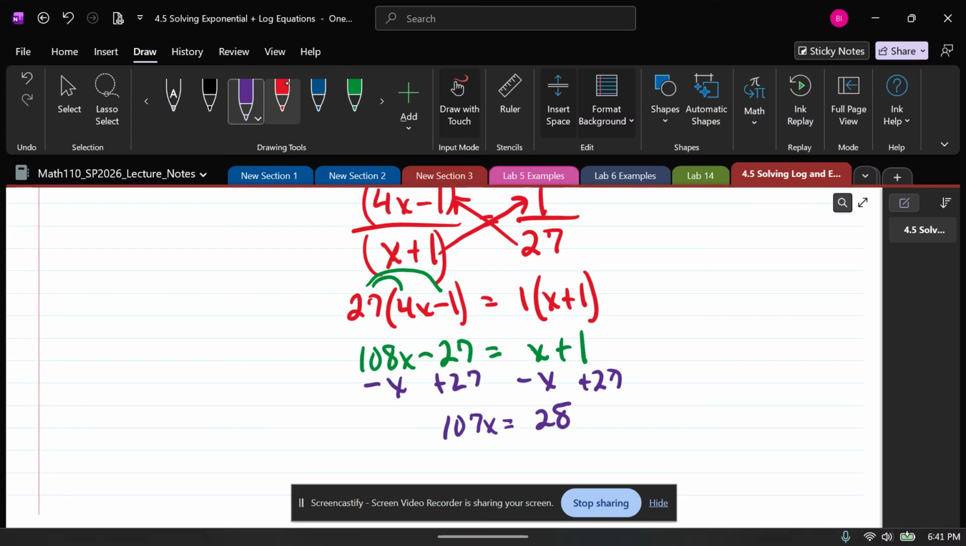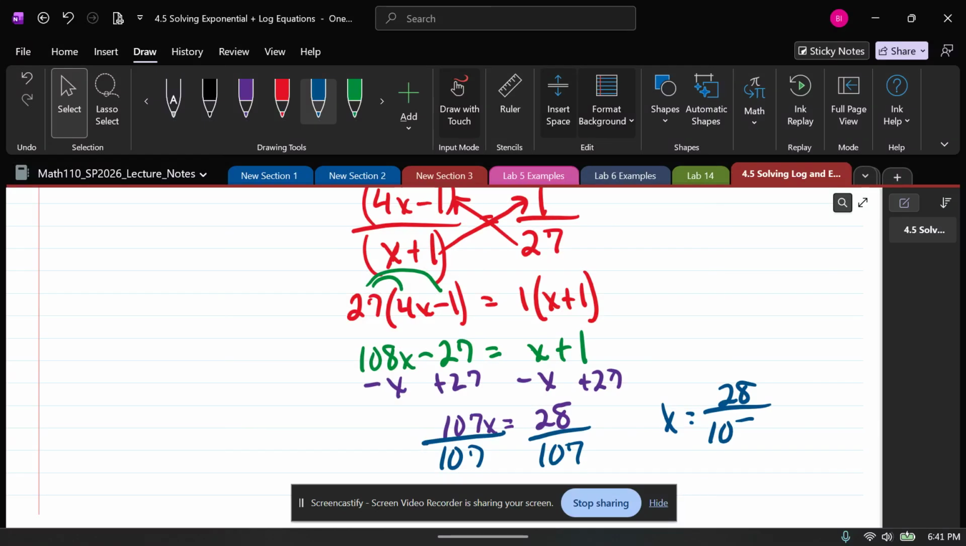And then last step, divide by the 107. X is equal to 28 over 107. 28 is divisible by 4 and 7. 107 is not divisible by 7. It is not divisible by 4. So that means that doesn't reduce.